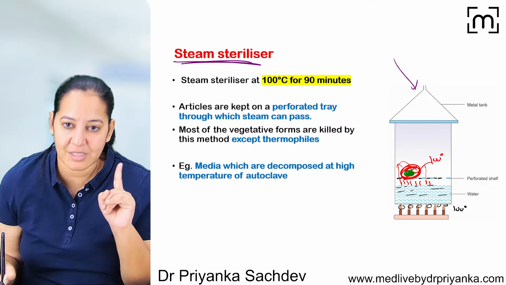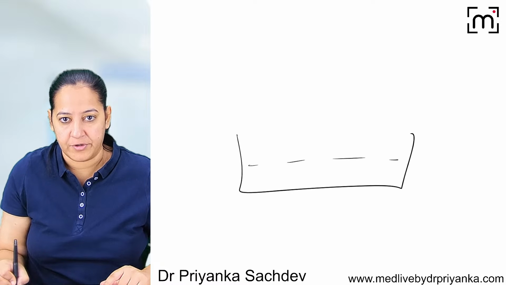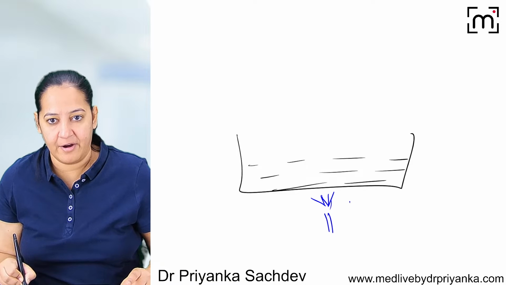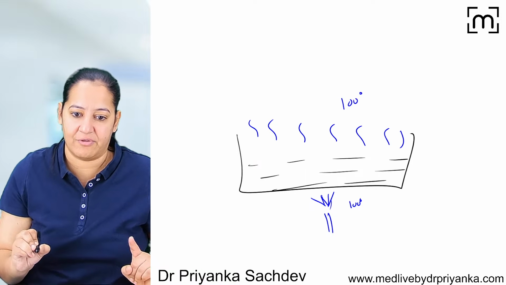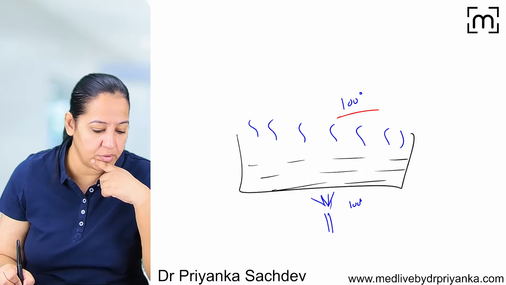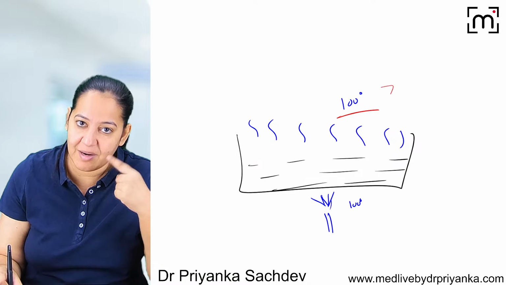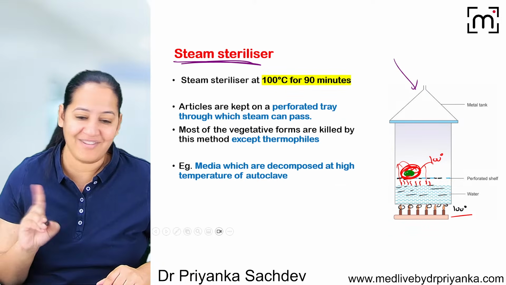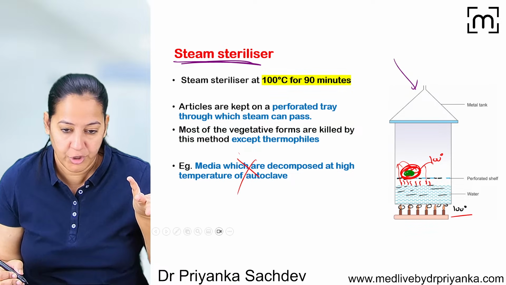It is 100 degree because it is formed at 100 degree. So you are boiling the water at 100 degree. The steam which is generated here, the temperature of the steam is 100. It is good, but the only thing is it cannot kill spores. If you want to kill spores, you have to increase the temperature more than 100. You have to make the temperature 121. At 121 degrees, spores are killed. At 100 degrees, spores are not killed. So this method is not very useful. Frankly, there are no good uses for that.